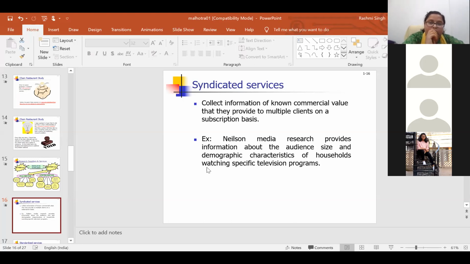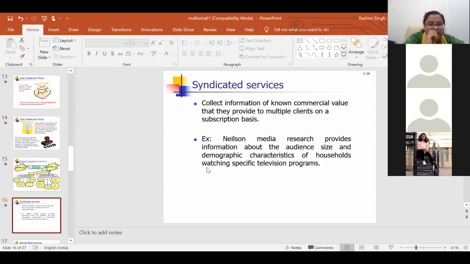Suppose you launch some new product and you want to give some advertisement on television, but you want to know at what timing, and who is your target market. Let's say your product is targeted to kids, so you should know at what time I should give the advertisement. At what timing my product should be advertised on TV.